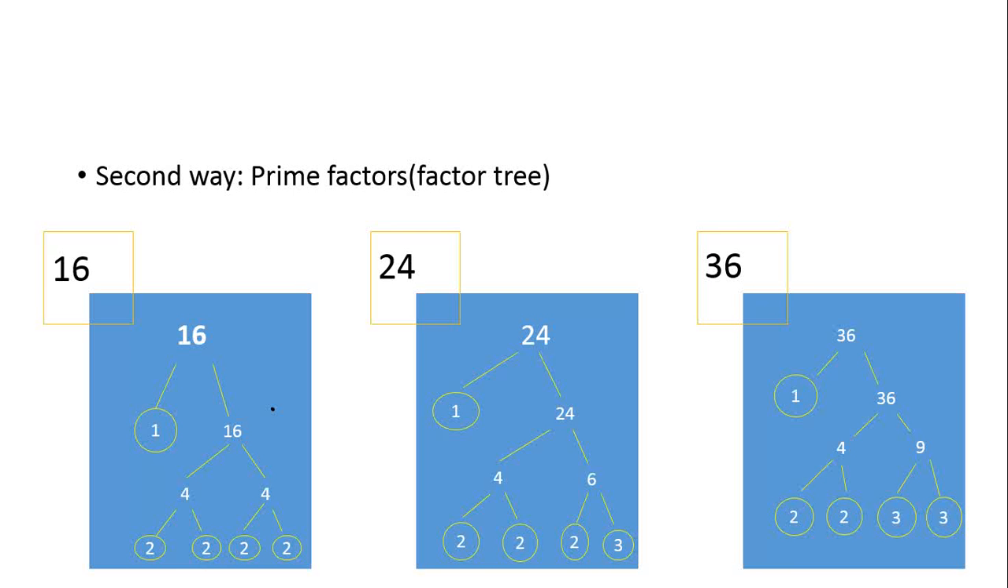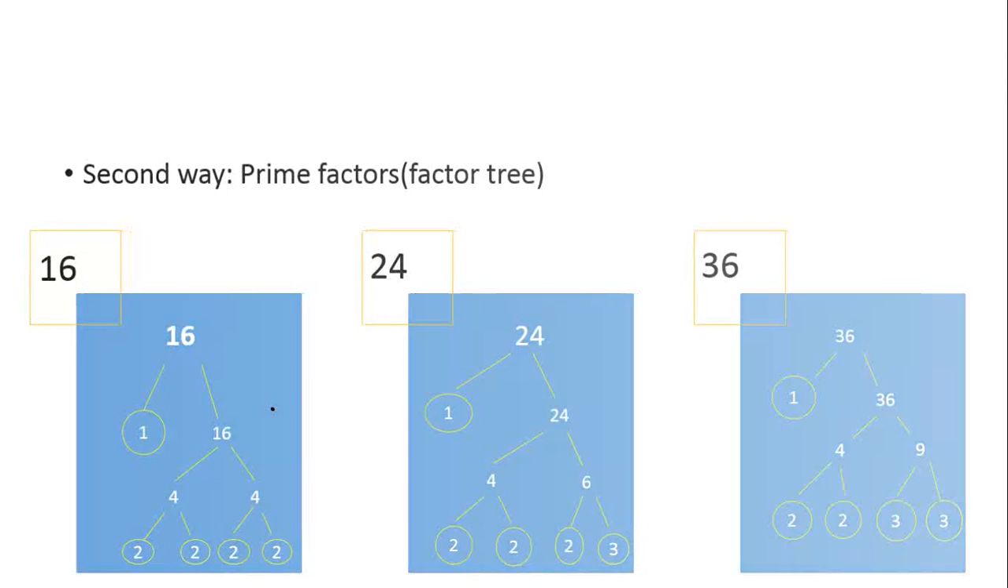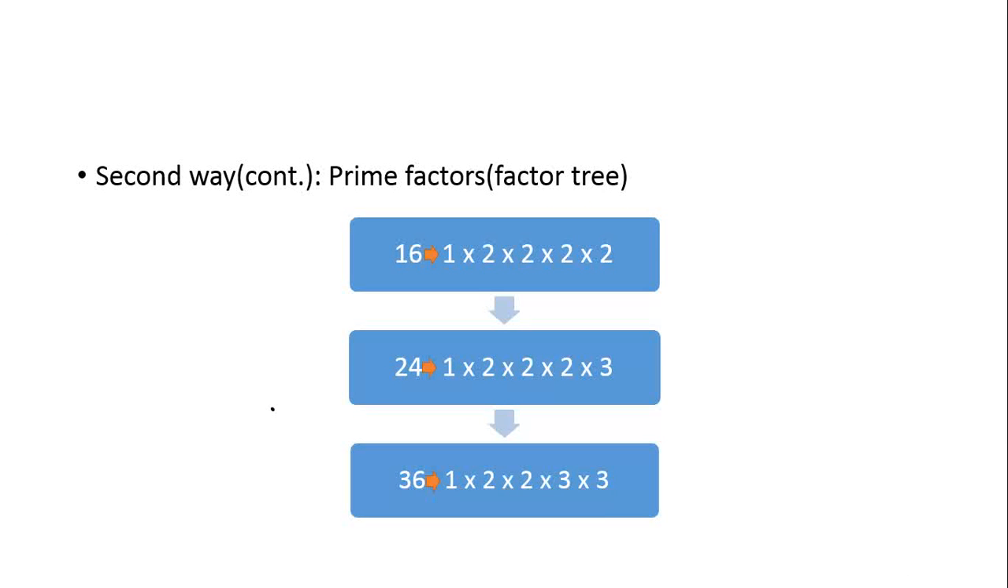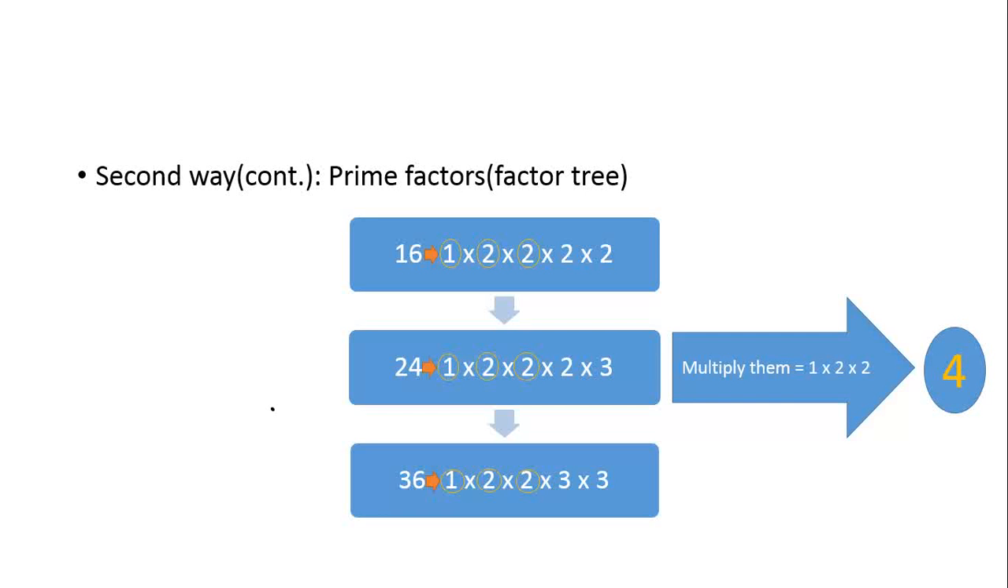So 1 times 2 times 2 times 2 times 2 gives us 16. And 24 is 1 times 2 times 2 times 2 times 3, which gives us 24. For 36, it is 1 times 2 times 2 times 3 times 3, which gives us 36. Multiply the common ones, 1 times 2 times 2, and that will be 4.